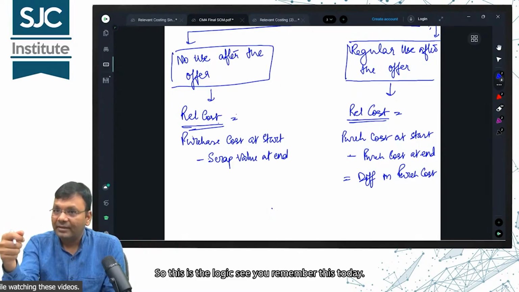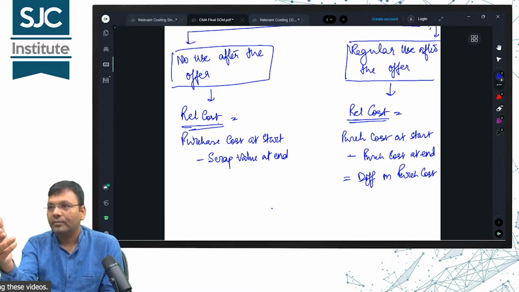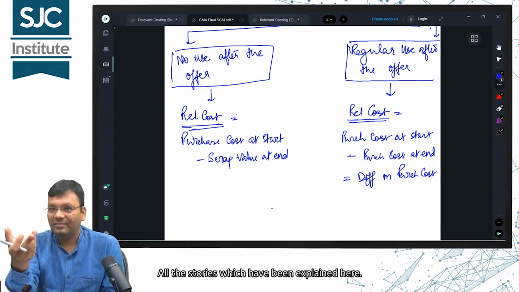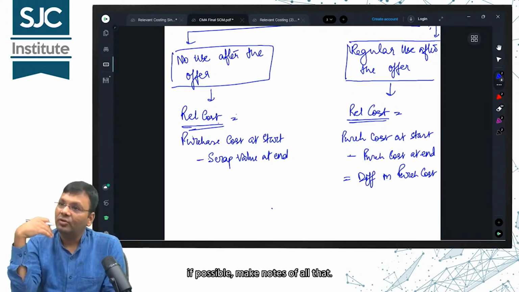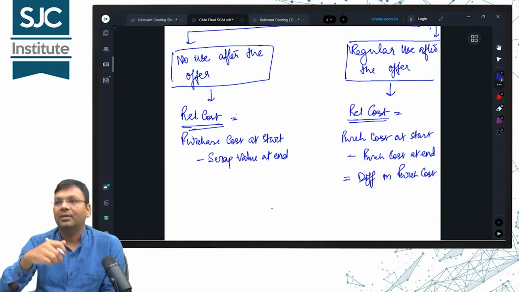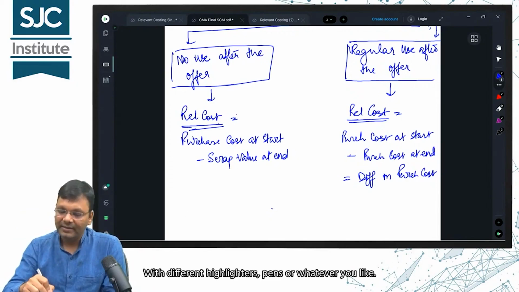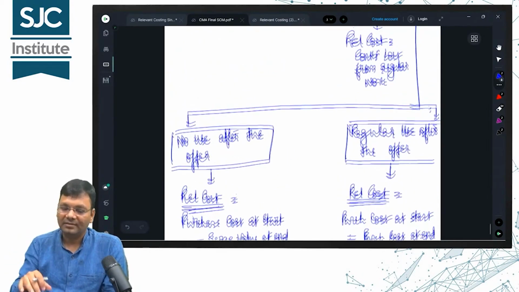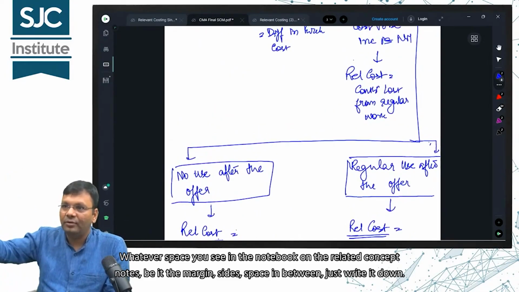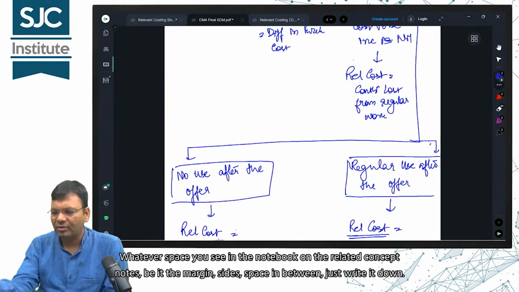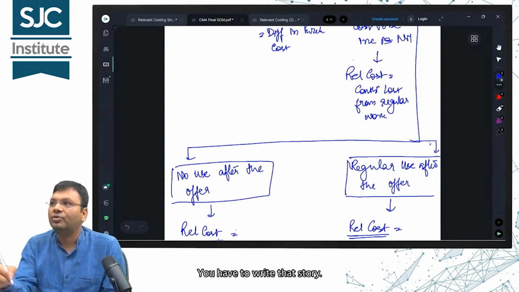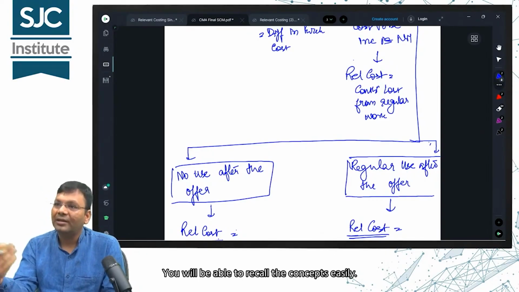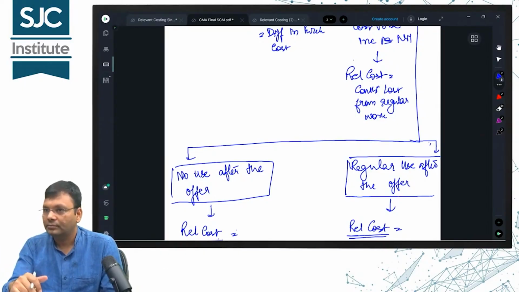See, you remember this today. You may forget it. So you have to do one more task at home. All the stories which have been explained here, if possible, make notes of all that, with different highlighters, pens, or whatever you like. Just make it fit in one page. Or in the margins. Whatever space you see in the notebook on the related concept notes, be it the margin, side, space in between, just write it down. You have to write that story, so that when you revise later on, you will be able to recall the concepts easily. Okay?